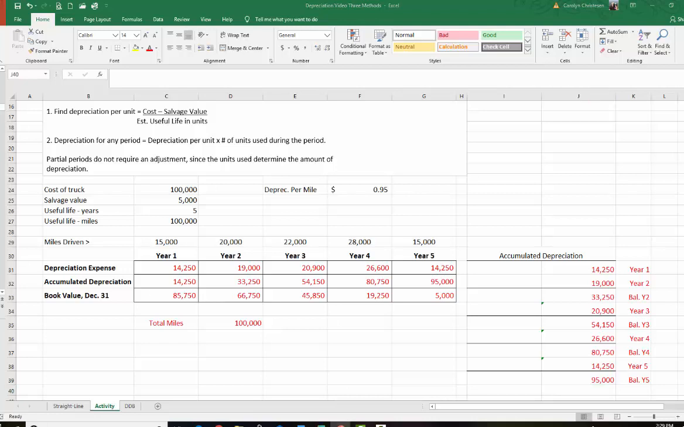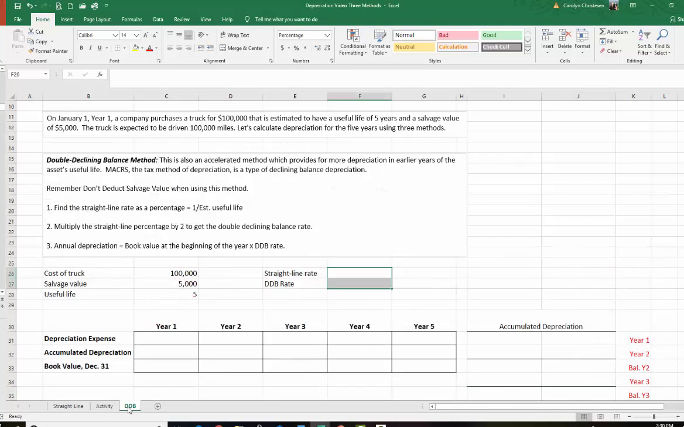All right, so those are 2 methods. Now, let's take a look at the third method, double declining balance. This is called an accelerated method. The reason it's called an accelerated method is because it takes more depreciation in the earlier years and less depreciation in the later years.